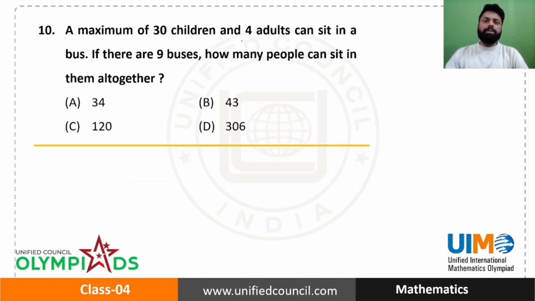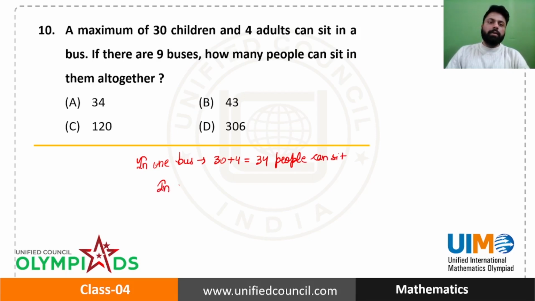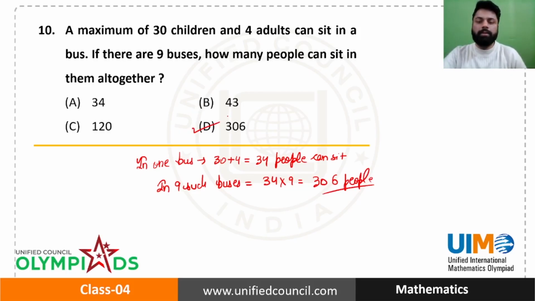A maximum of 30 children and 4 adults can sit in a bus. 30 children and 4 adults. If there are 9 buses, how many people can sit altogether? In one bus, 30 plus 4, 34 people can sit. In 9 such buses, 34 multiplied by 9. 36, 3 carry over, 27 plus 3, 30. 306 people can sit. That option is the correct answer.